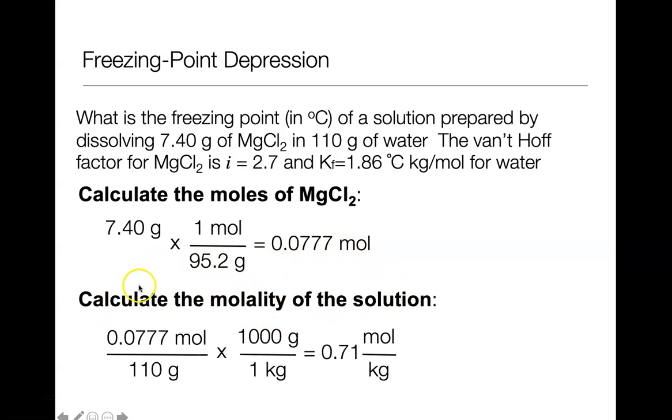Because I'm trying to solve for that molality to plug into the equation, there's my moles of solute over the mass of the water. I have to convert the mass of water from grams to kgs first. My grams will cancel out. I'll end up with units of moles per kilogram, which is the units for molality. So it's a 0.71 molal solution.